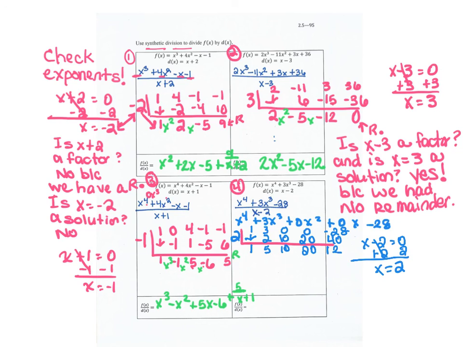So then I start with an x to the fourth, so I will start with x to the third in my answer. And I have a remainder. So my final answer is going to be x to the third plus 5x squared plus 10x plus 20 plus my remainder of 12 in my numerator divided by my divisor of x minus 2.